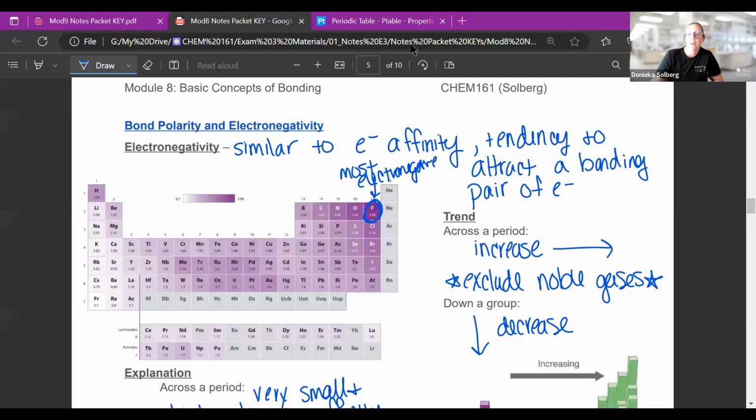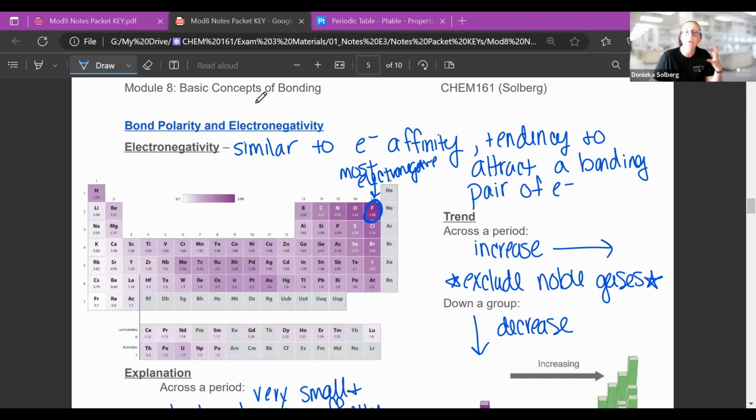Okay, so now why do we need to know what these structures look like, how the bonds go? Well, they behave and have certain properties based on what our structures look like. So next thing we're going to look at is what's called bond polarity and electronegativity. Now, I actually mentioned bond polarity in the last unit, I believe.